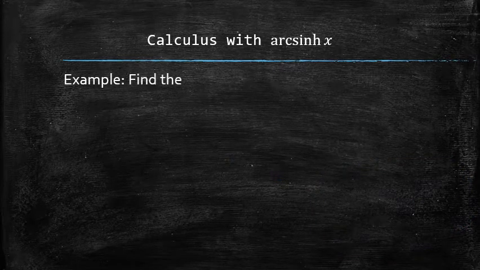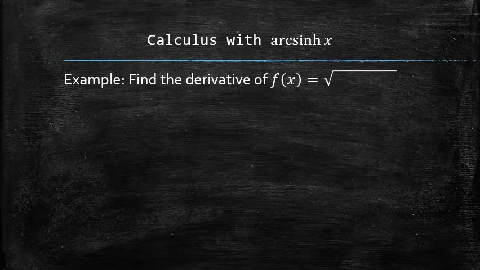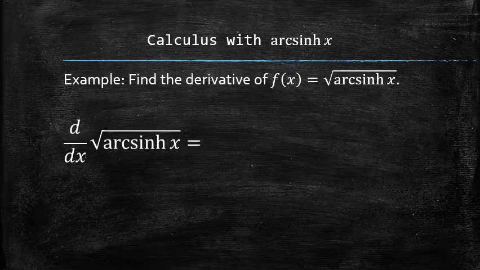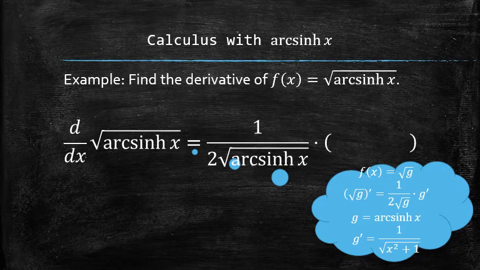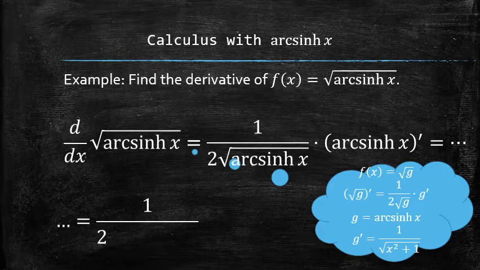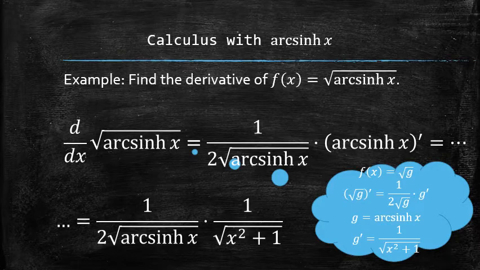Let's, for example, find the derivative of the following function. We start the process by recognizing that we have to find the derivative of a composition of the square root function applied to the hyperbolic arcsine function, which is equal to the following expression, in which we know how to find all the components. And there isn't much to simplify after plugging everything in.